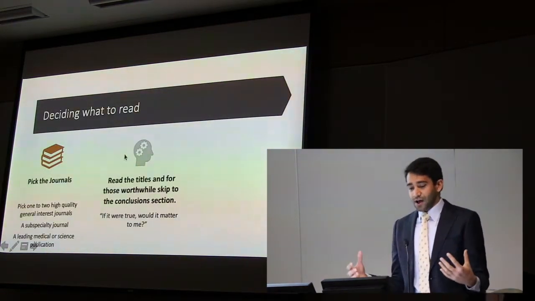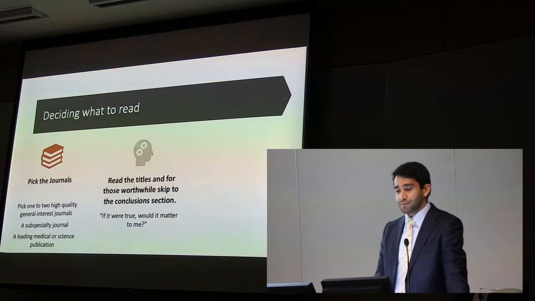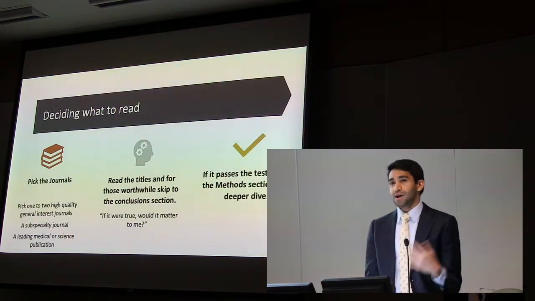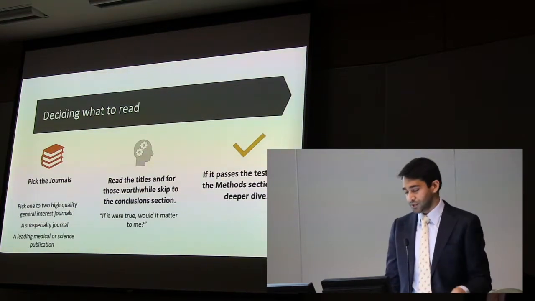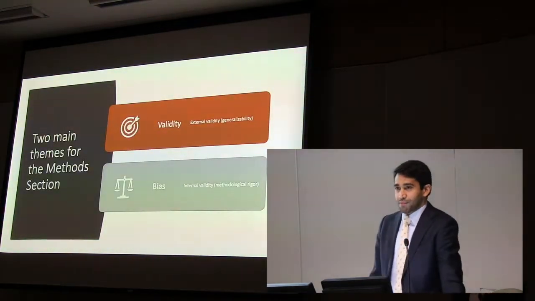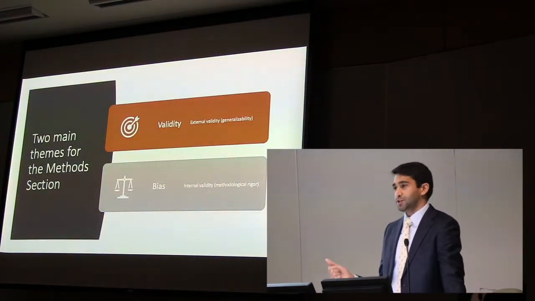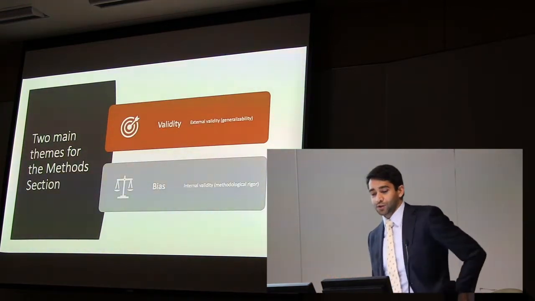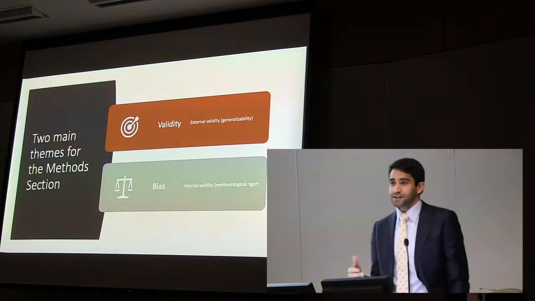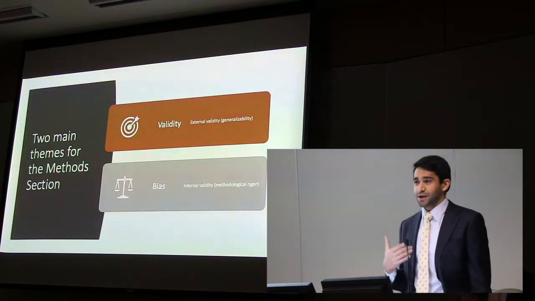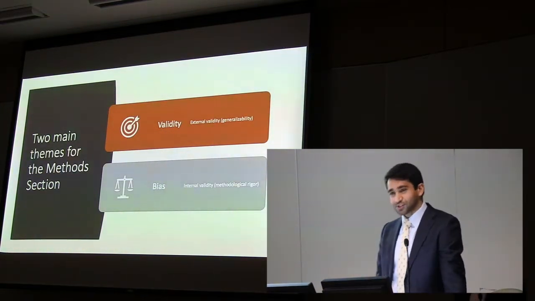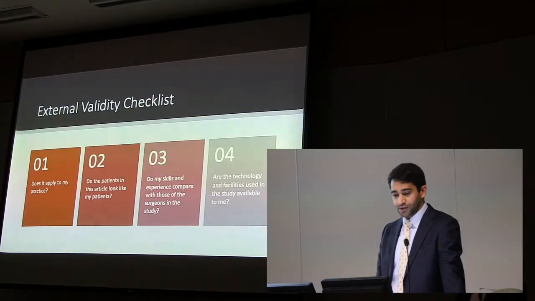So now I have a system where I've decided what I'm going to read, at least from a cursory standpoint, and then I'll look at the methods section to see if I'm going to actually delve deeper. The methods has two main aspects to it. One is the validity, and when we're looking at external validity, that's basically, do the results generalize to the patients that I'm looking at? And bias, which is the internal validity, which is methodologic rigor, and we'll go into that.